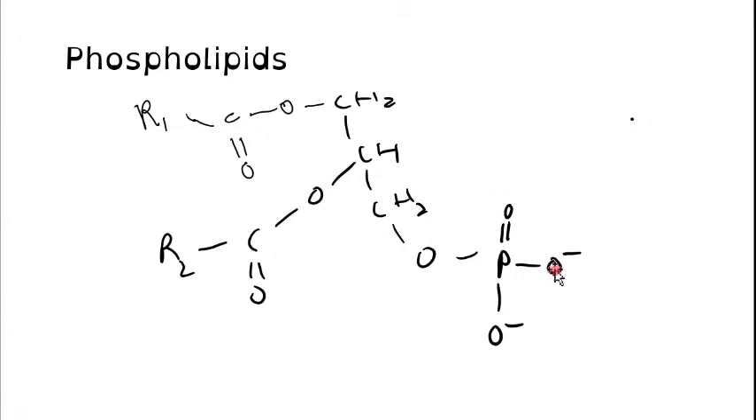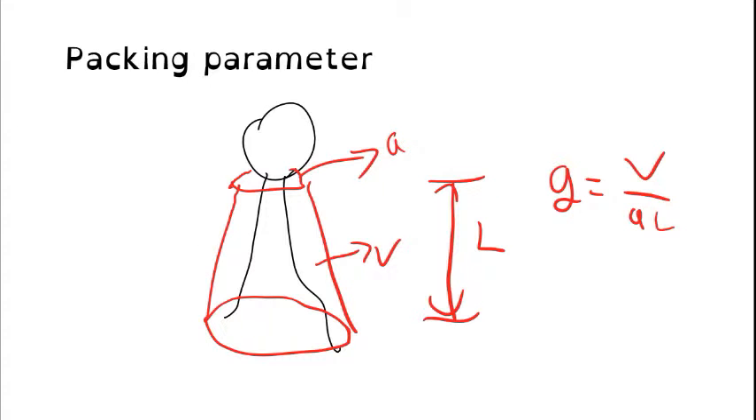Over here we have the hydrophilic head, and over here we have the hydrophobic tails. So this is going to attract water, and this is going to repel it. The type of shape of bilayer we get is determined by the packing parameter. The packing parameter is given by G.